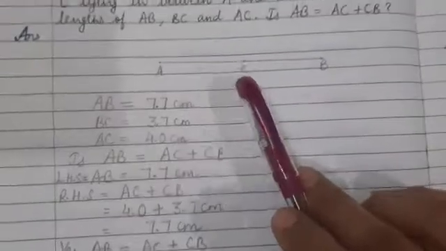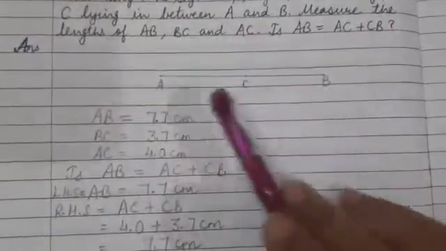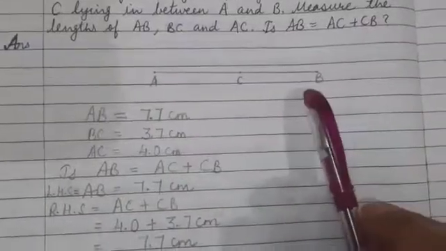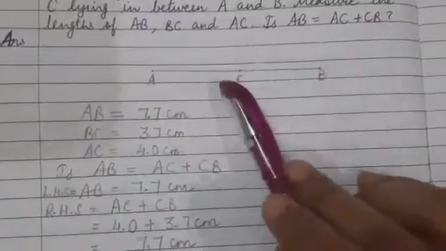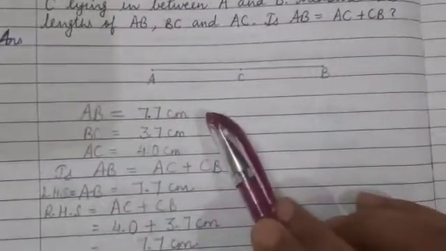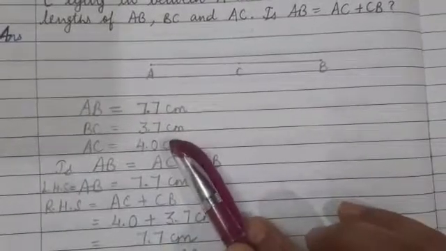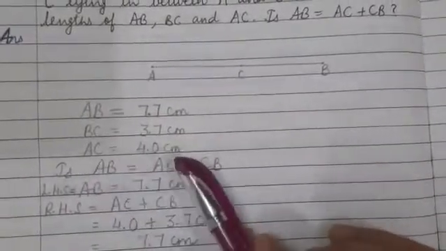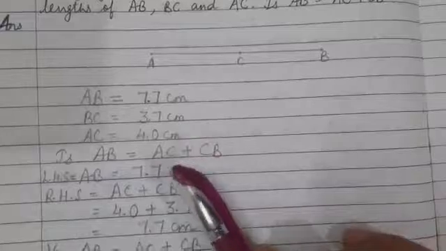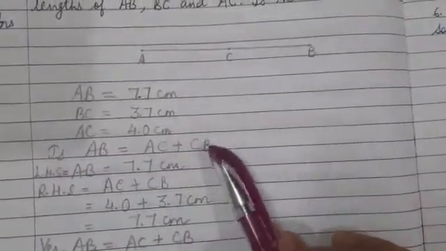What you have to do, as he is saying, is measure the lengths. First of all you have to measure the length of AB, then BC and then AC. Okay, here AB is coming 7.7. BC I have measured, it's 3.7 and AC is 4 centimeter. Now the question is, is AB equals to AC plus CB?